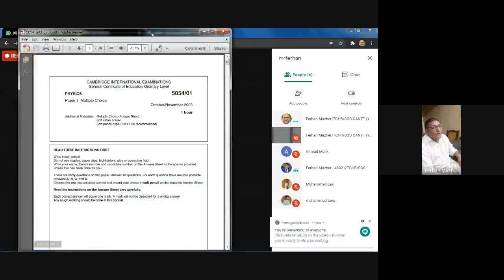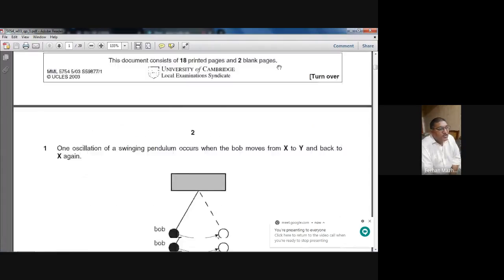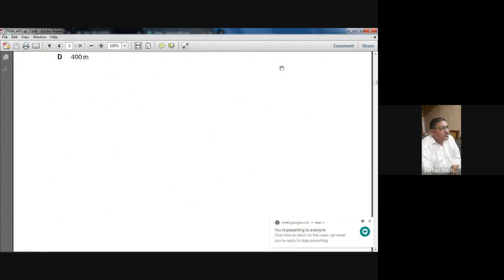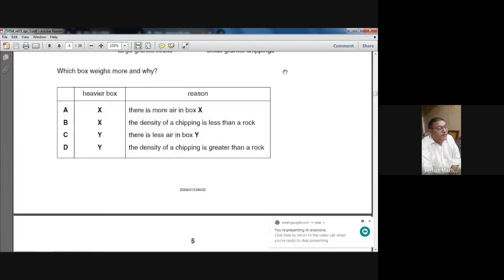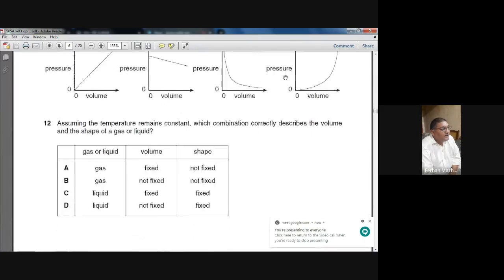Okay, the next paper. Temperature. The next paper is winter 2003. From this paper, we are going to attempt questions related to the topic of heat. So let's open it.